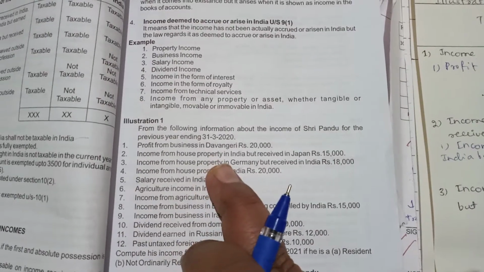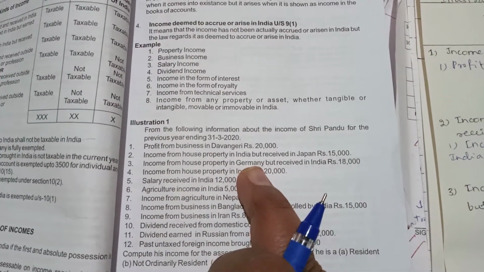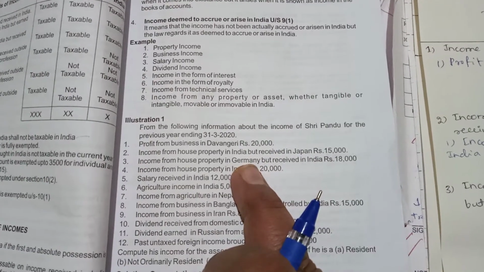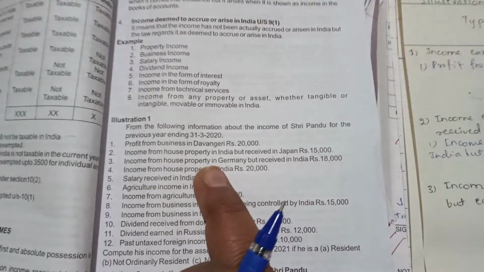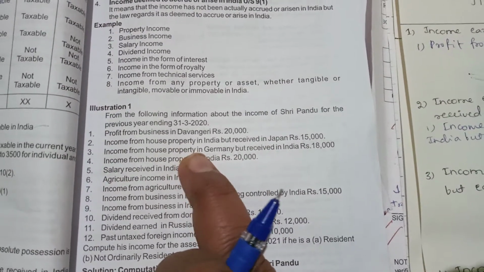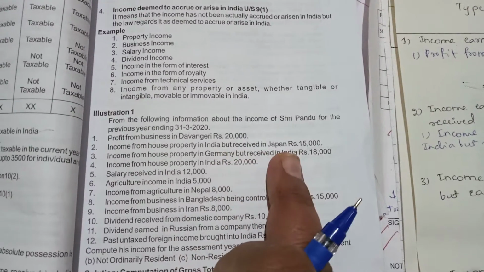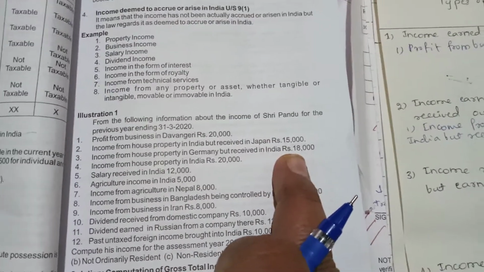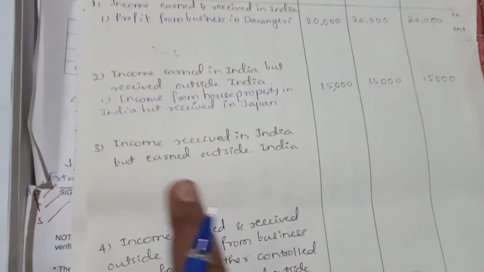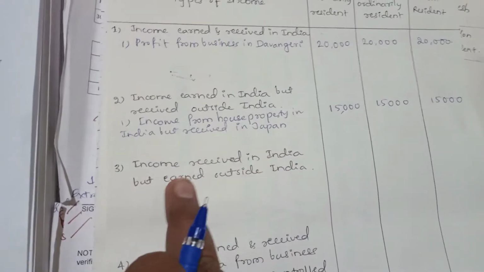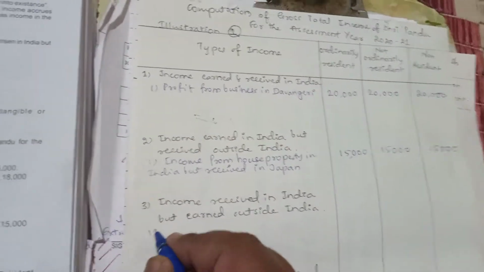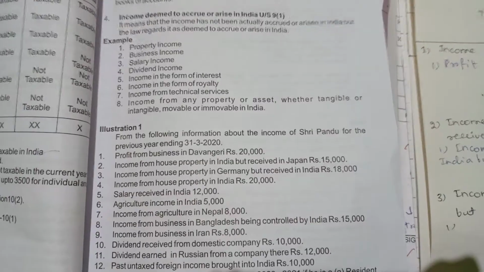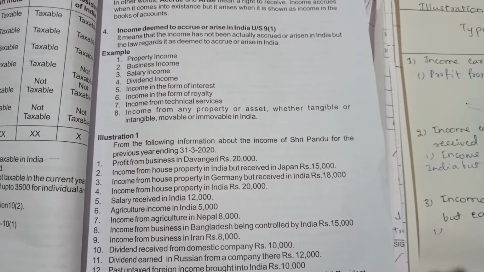Income from house property in Germany. We are having a house property outside India in a country like Germany, but received in India. It means that income is earned outside India, but receipt of income is in India. It means that there is a head called income received in India but earned outside India. That I am going to make entry. Go through the item: income from house property in Germany but received in India amounted to rupees 18,000.